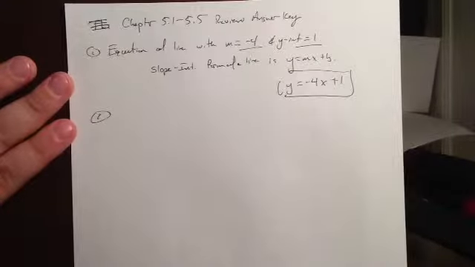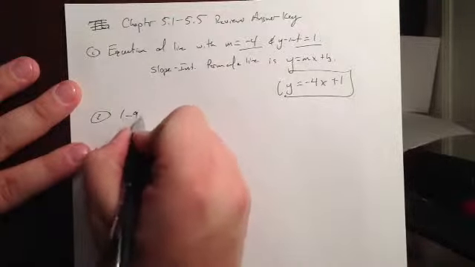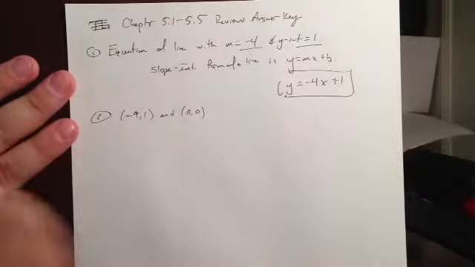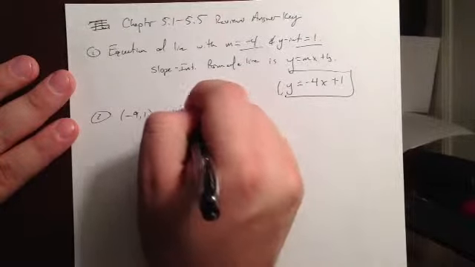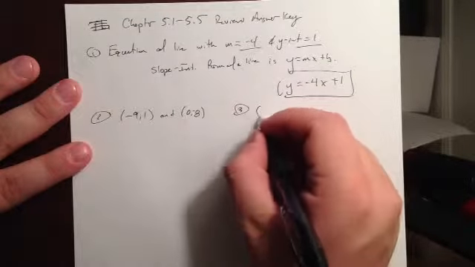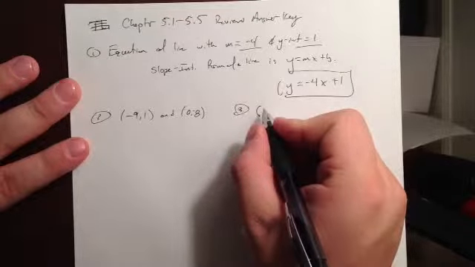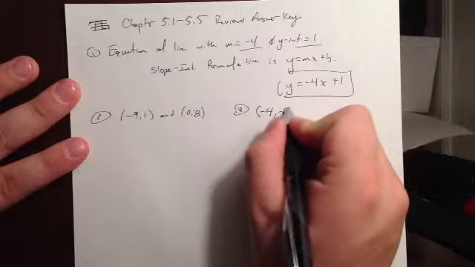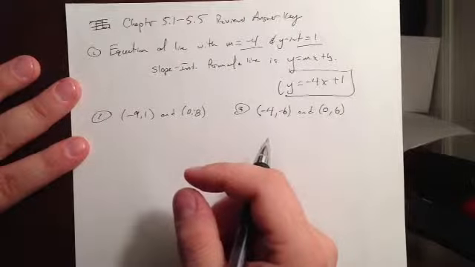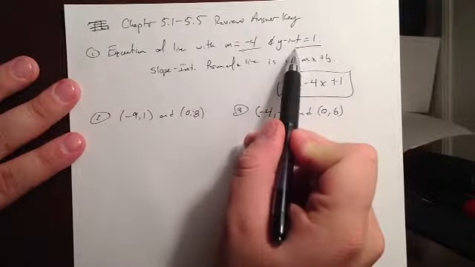The next two questions say write an equation of a line that passes through the given points. The first set of points is -9, 1, and 0, -8. The third question that goes along with it is the same question, but through the points -4, -6, and 0, 6. In either case, we still need to find the slope and the y-intercept as before.